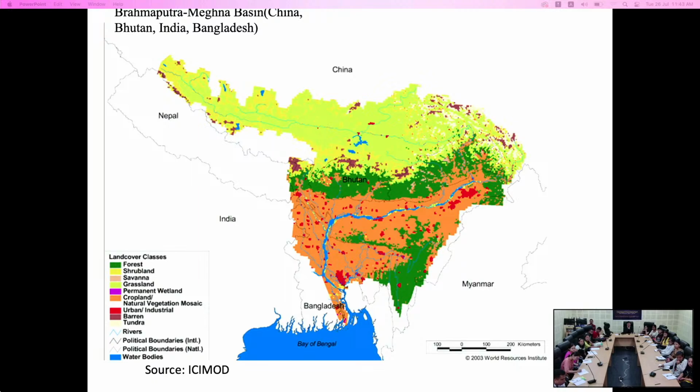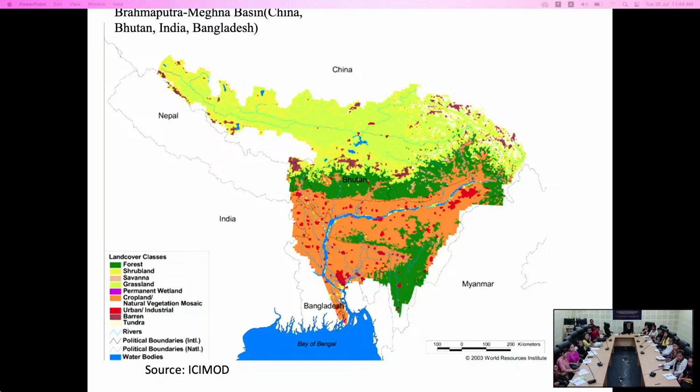Part of this map lies in Tibet, China, because the origin of the Brahmaputra lies in Tibet. From that point onwards, the Brahmaputra flows like this, then enters India, flows through Assam and goes to Bangladesh, and finally flows down to the Bay of Bengal. The entire region is covered, right?